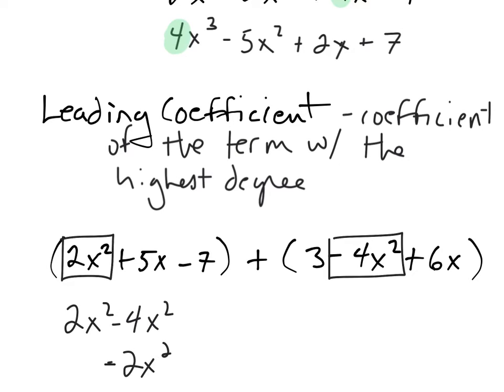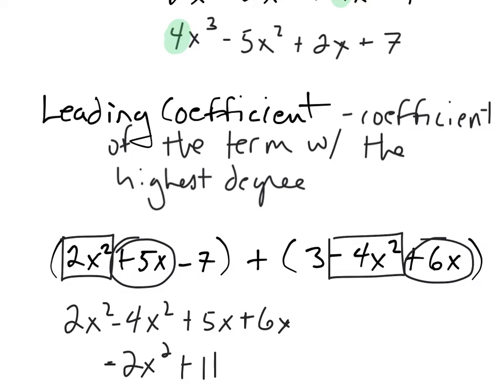All right, what about 5x? Does it have a like term? Yes, what is it? 6x. And so the 5x and the 6x are like terms, which means that I have those 2 terms to write together. And 5x plus 6x will give me 11x. So I have positive 11x.